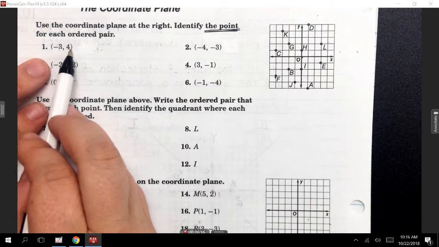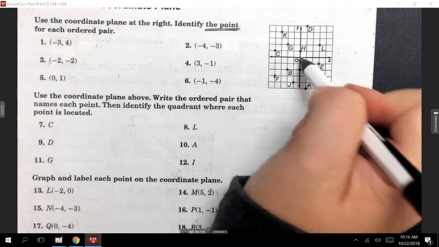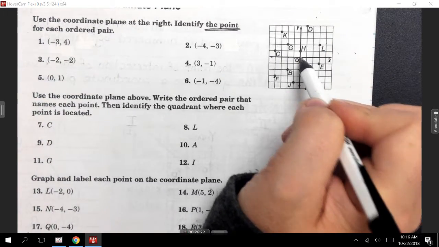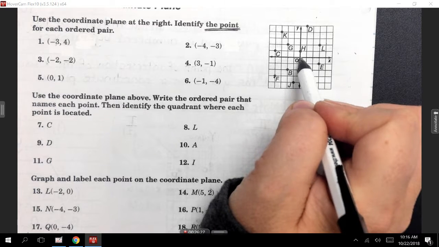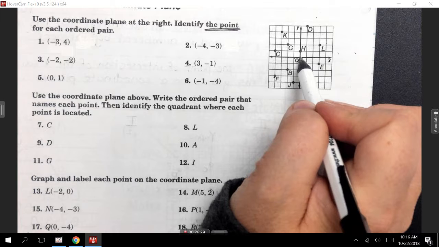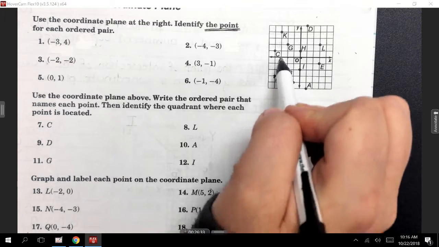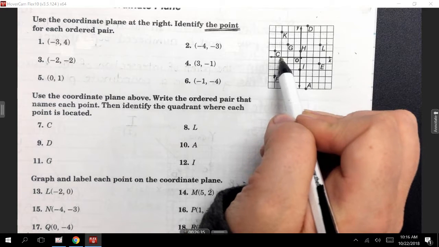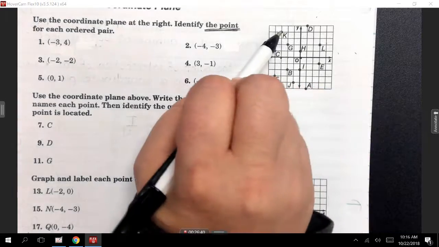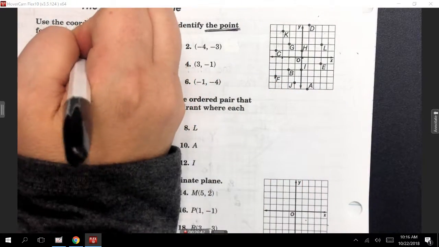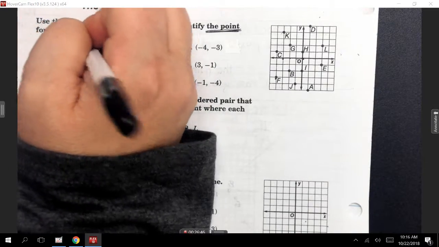So again, we have -3, 4, right? So I'm going to put my pen or pencil at the origin. And if it says -3, where am I going for that? -3. We're going backwards. So I'm going to go 1, 2, 3. And then it says +4. So now where am I going? Up. 1, 2, 3, 4. Where did I end up? K. So all you have to do here is write down K. All right, and we're on the back now.